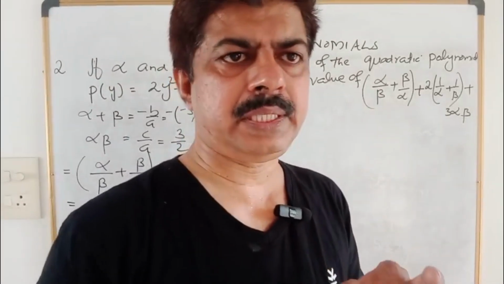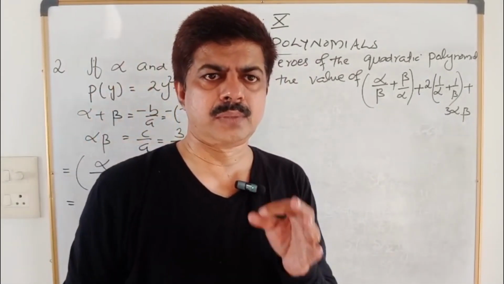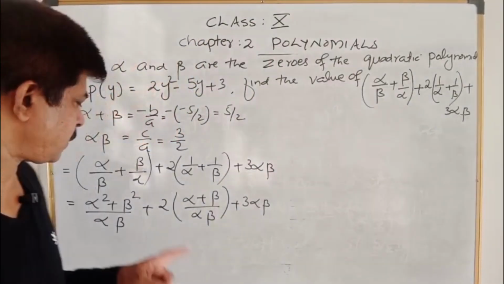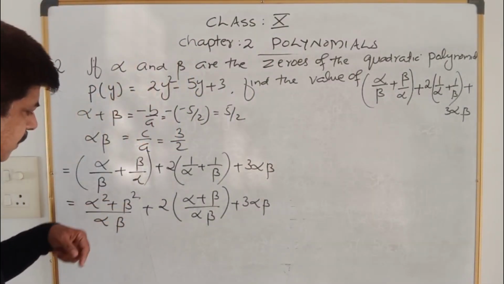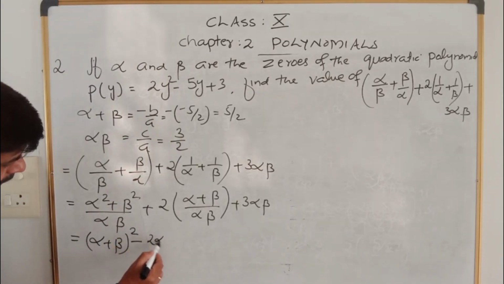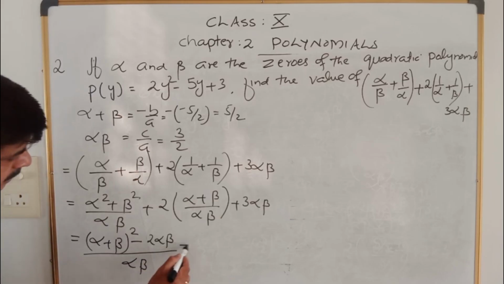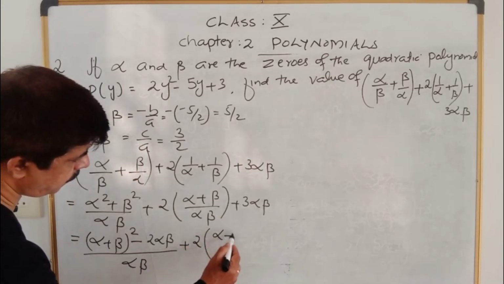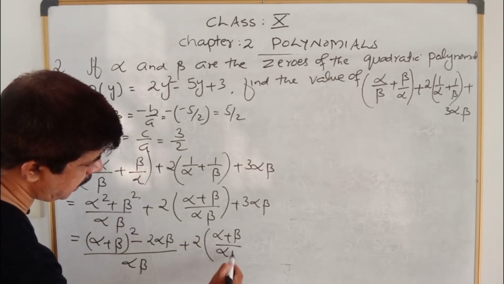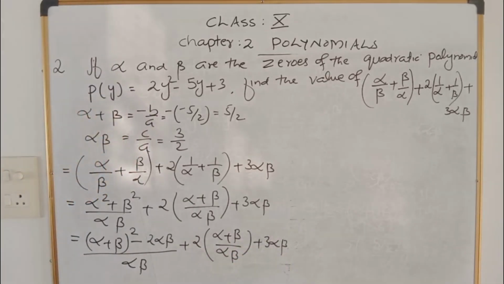Now we remember the formula. Wherever you see an expression like alpha square plus beta square, I told you to memorize the formula. What is alpha square plus beta square? We already discussed it in the previous question. It is alpha plus beta whole square minus 2 alpha beta, by alpha beta, plus 2 into alpha plus beta by alpha beta, plus 3 alpha beta. Now in the next step we will be substituting the values we already found.